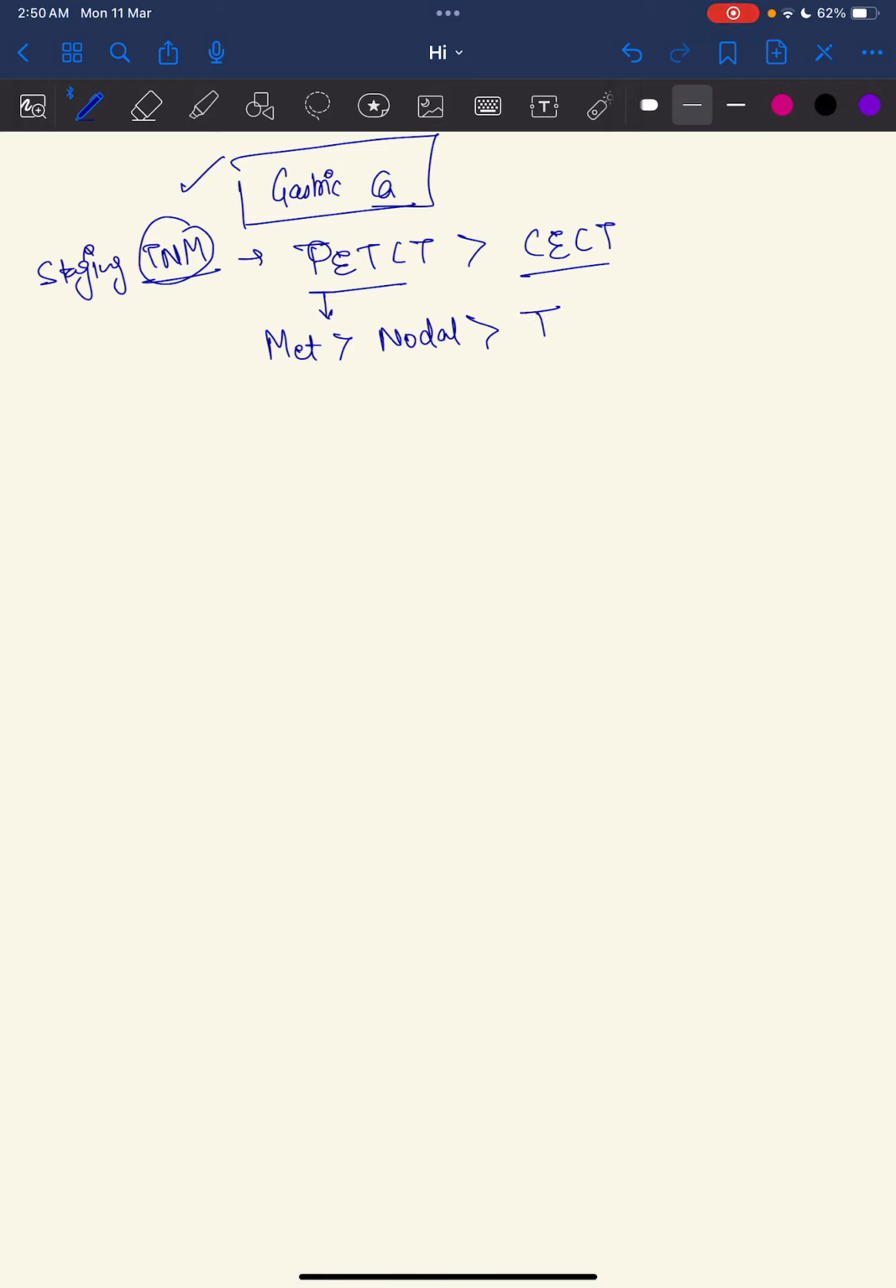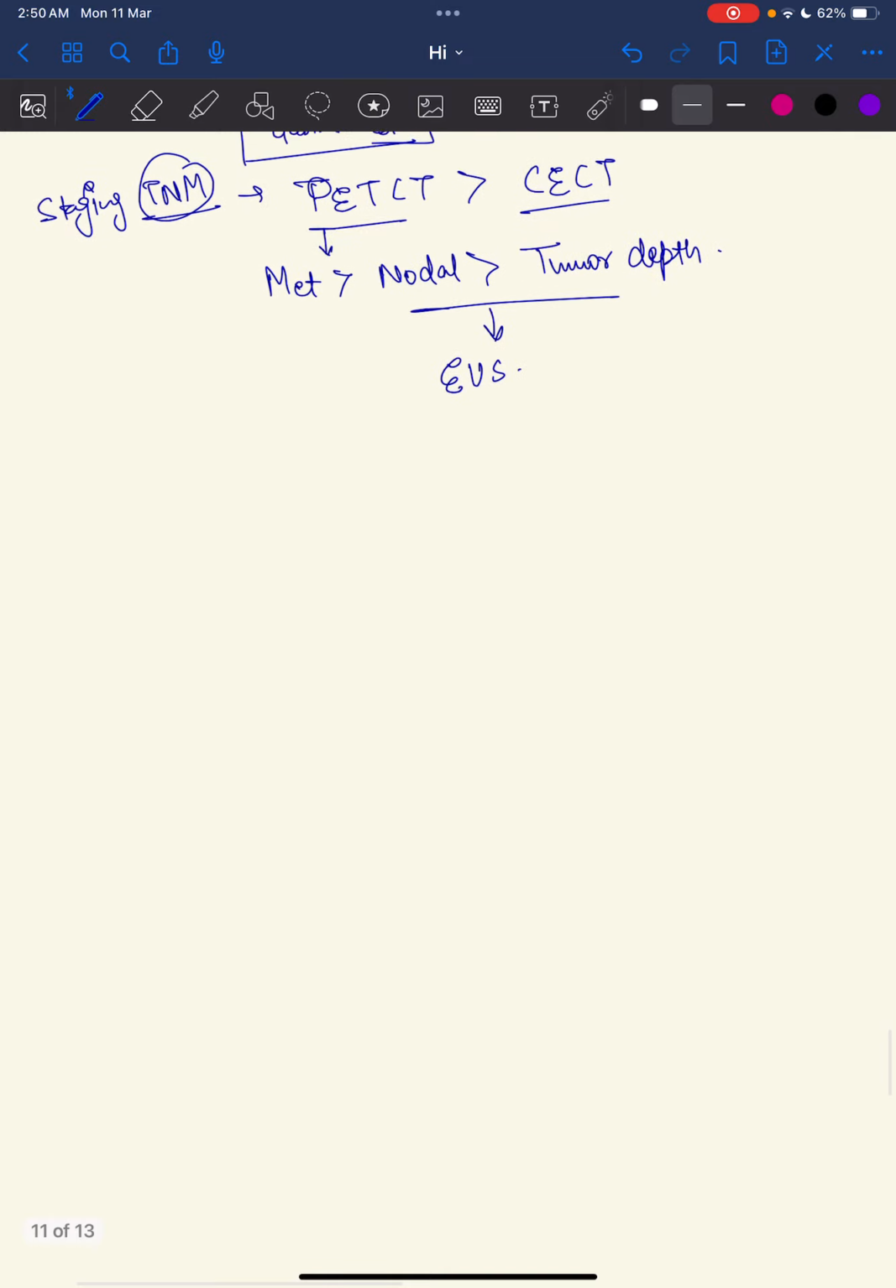Gastric cancer, first of all, the staging, the TNM staging. For this, I'm going to use the PET-CT, better than the CECT. It is more accurate for metastasis than for nodal staging. And for tumor depth, it is basically depth, in fact. For the nodal staging and depth, the more accurate one is endoscopy.